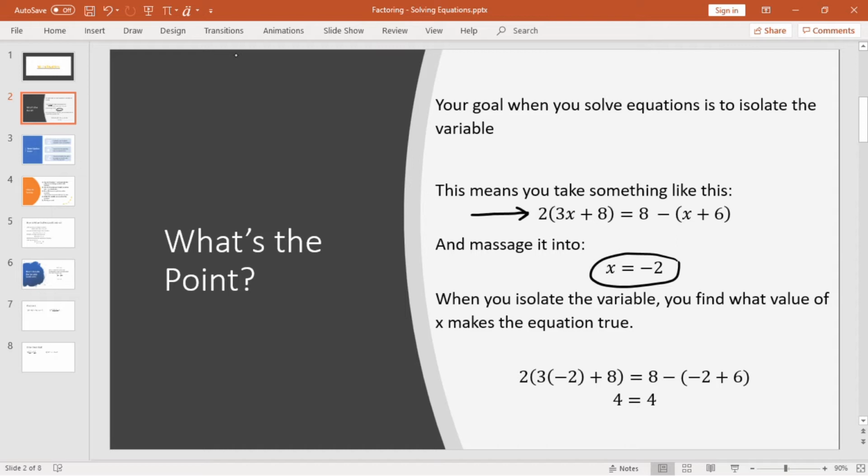So what does that mean? If I went back and I changed all the x's in the original equation to the value -2, I would create a situation where the left side was equal to the right side, and -2 is the only number that will make that happen.